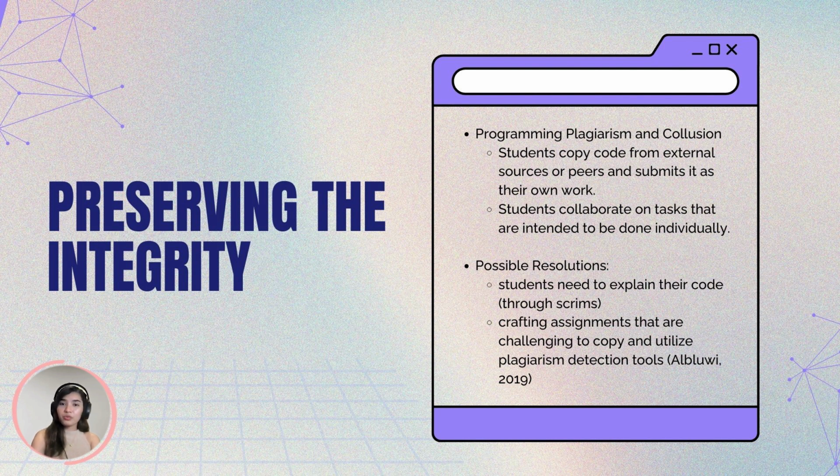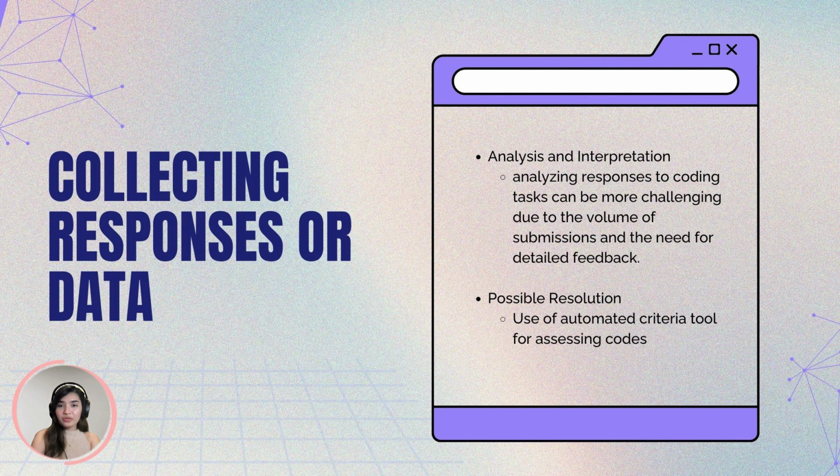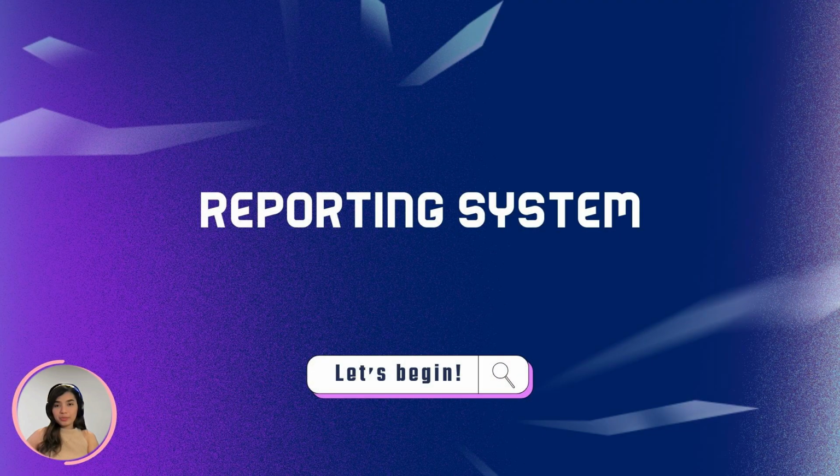Next is the possible resolutions. Under this topic is crafting assignments that are challenging to copy and utilizing plagiarism detection tools. Next is to require students to explain their code through scripts. Next one is collecting response or data. Under this is the analysis and interpretation. Analyzing responses to coding tasks can be more challenging due to the volume of submissions and the need for detailed feedback. Now let's go to the reporting system.